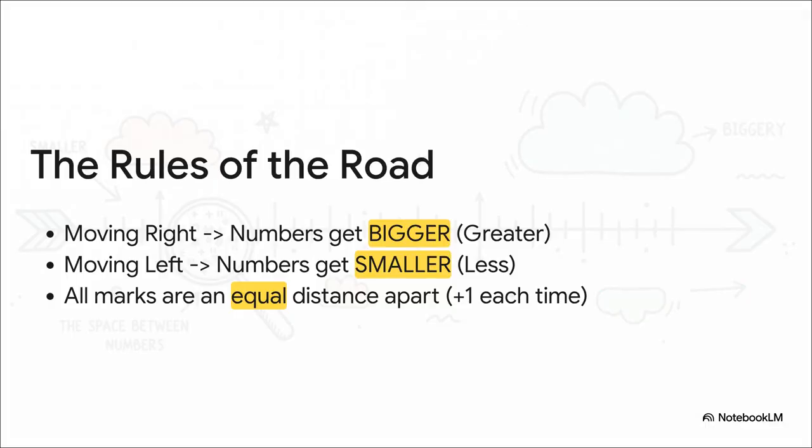And doing this reveals the 3 sort of unbreakable rules of the road. As you move to the right, numbers always get bigger. And as you move to the left, they always get smaller. But maybe the most important rule is that the space between each number, like from 2 to 3 or from 8 to 9, is always exactly the same. That consistency is its superpower.